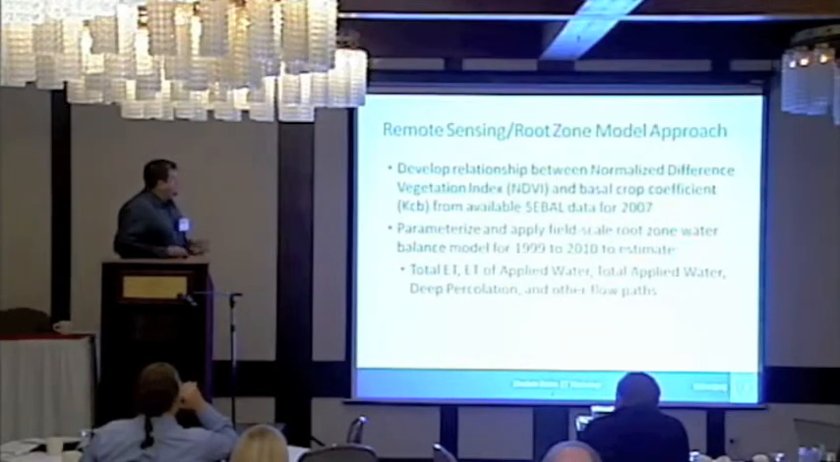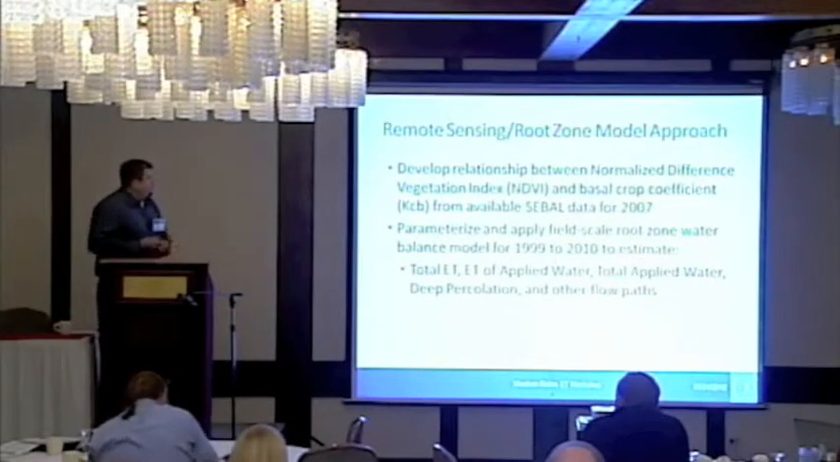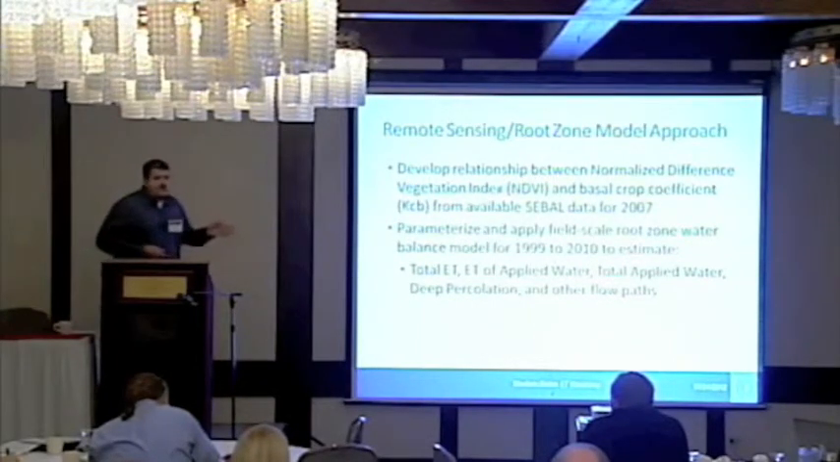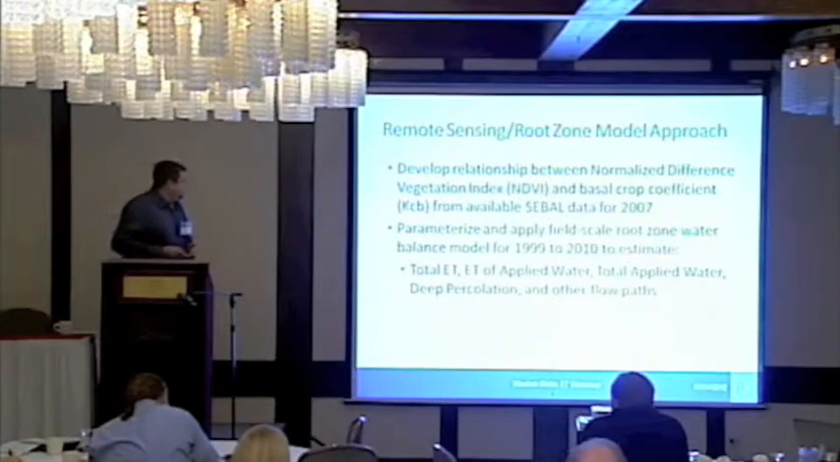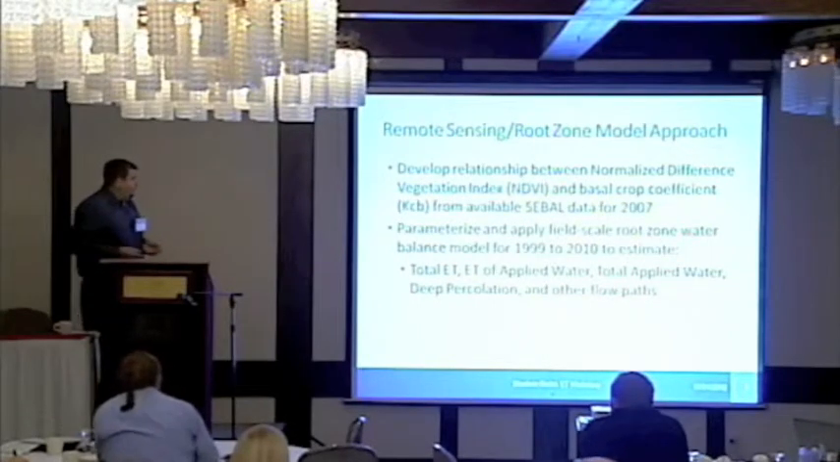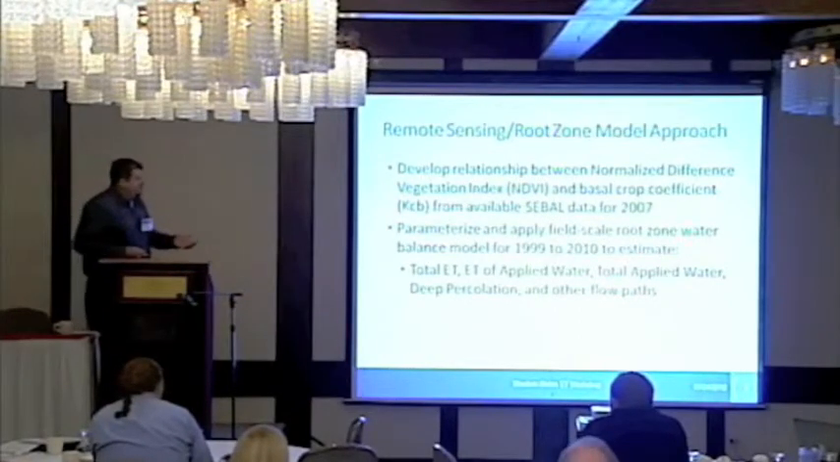So that led us to this approach of combining remote sensing with root zone modeling, where we developed a relationship between the normalized difference vegetation index and a basal crop coefficient from available actual ET data from CBOL for 2007. And then we parameterized and applied a field scale root zone water balance model for the 1999 to 2010 period to estimate various fluxes: total ET, ET of applied water, total applied water, deep percolation of precipitation and applied water, and other flow paths.